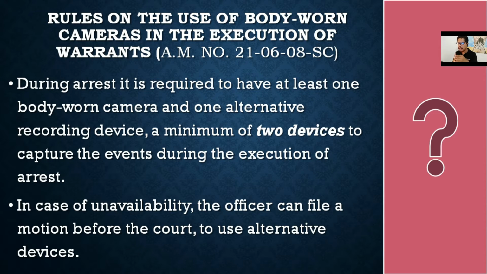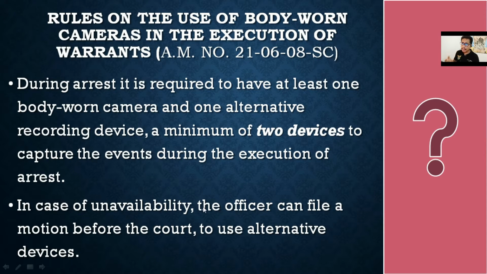Anything that will record the video and the audio during the execution of the warrant of arrest or the execution of the arrest. Again, at least one body-worn camera, a camera that is attached to the body, and the alternative recording device. It could be a cell phone or any kind of recording device. So how many devices should be used in the execution of the arrest? There are at least 2. If you want to use 3, 4, that is okay, but what is required will be at least 2.